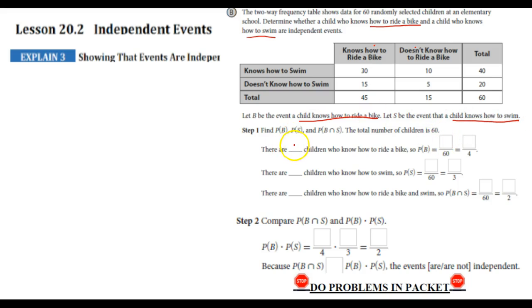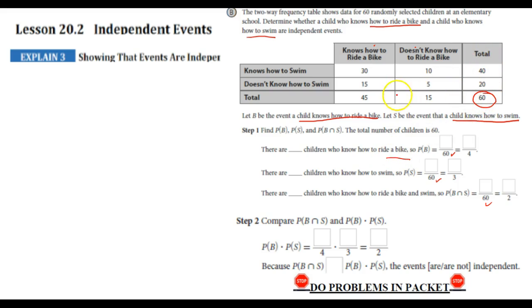So we're going to find our event B, S, and B and S. They already define everything for us. Let's fill in some blanks. It says there are blank children who know how to ride a bike. So out of the 60 total, notice how that pops up not once, not twice, but 3 times. They're going to use that 60 a couple of times. They want to know how many out of the 60 know how to ride a bike.